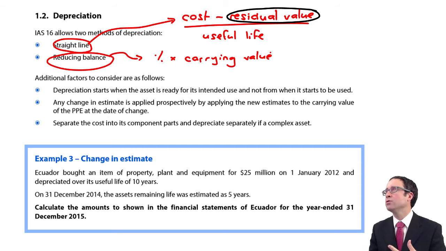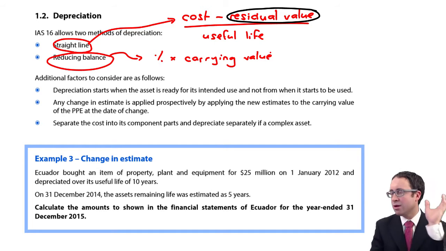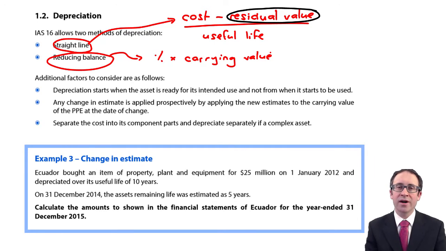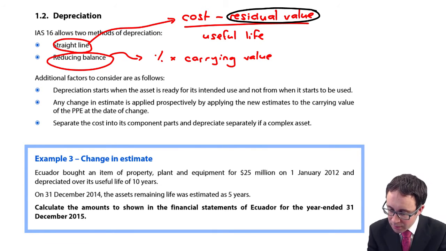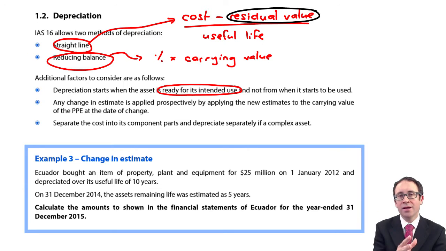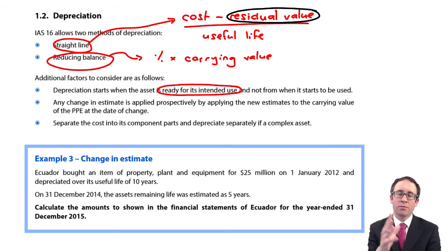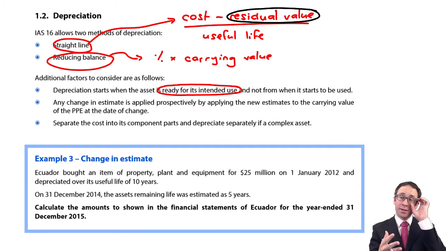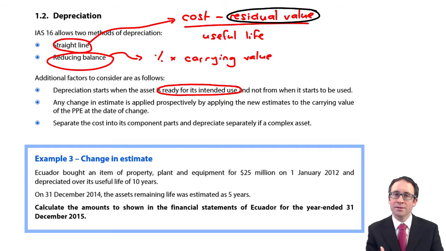From a financial reporting perspective, all that we've just mentioned really is financial accounting. Make sure that you depreciate it from when it is ready for its use. So if you're given two dates, when it's ready and when it is being used, depreciate it from when it is ready to be used, which is the earlier date.